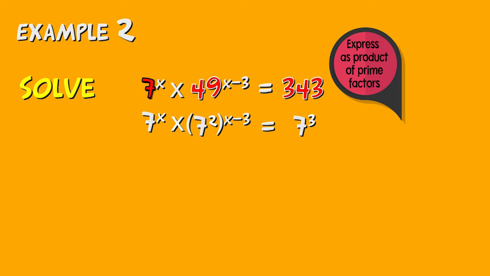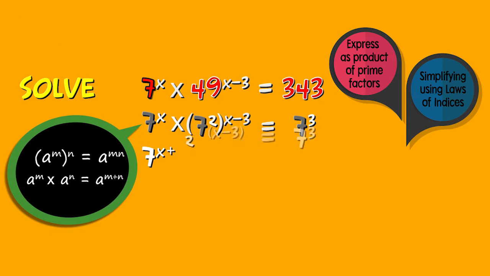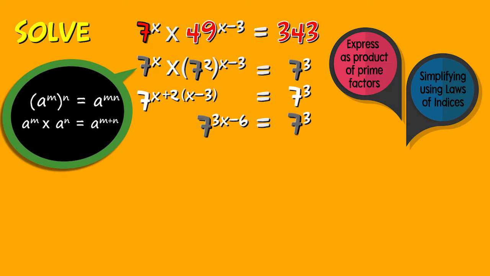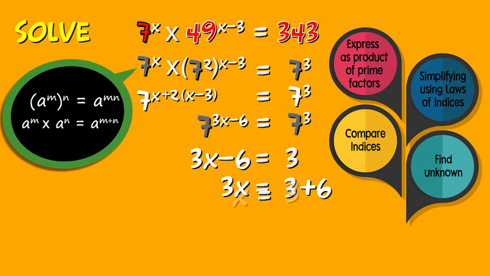Did you notice that the bases are the same now, which is 7? So, we can simplify the expression on the left side using these laws of indices. Now that the bases are the same on both sides of the equation, we can compare the indices to get x equals 3.